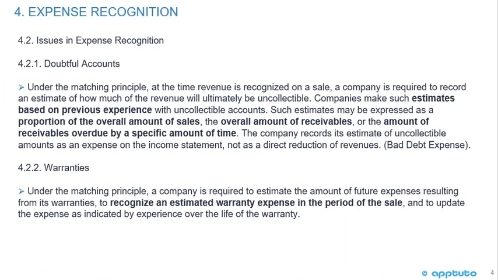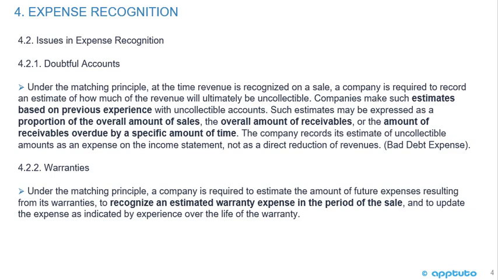Issues in expense recognition. Moving now to doubtful accounts. Under the matching principle, at the time revenue is recognized on a sale, a company is required to record an estimate of how much of the revenue will ultimately be uncollectible. That's if the sales are on credit. Companies make such estimates based on previous experience with uncollectible amounts.